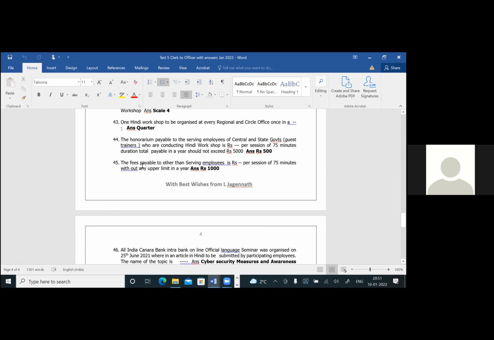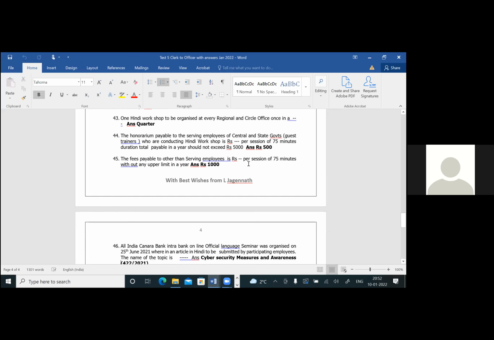Okay, point number 45. The fees payable to other than serving employees. Let's say I'm a retired employee and you are calling me to conduct a Hindi program. If I know Hindi, I'll come and take a Hindi program. The fees payable to other than serving employees is rupees 1,000 per session of 75 minutes without any upper limit. If he's a serving employee, you will give him 500 rupees with a maximum of 5,000 in a year. If he's a retired employee, a guest trainer, you will give 1,000 per session of 75 minutes without any upper ceiling.